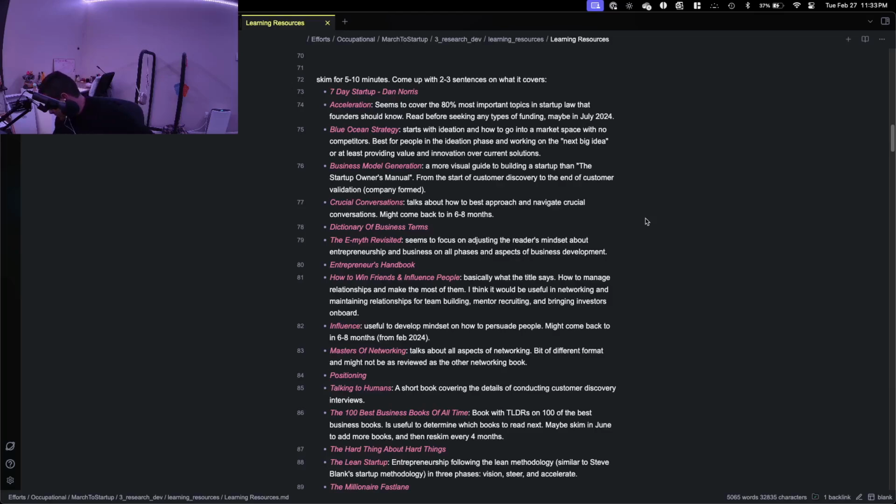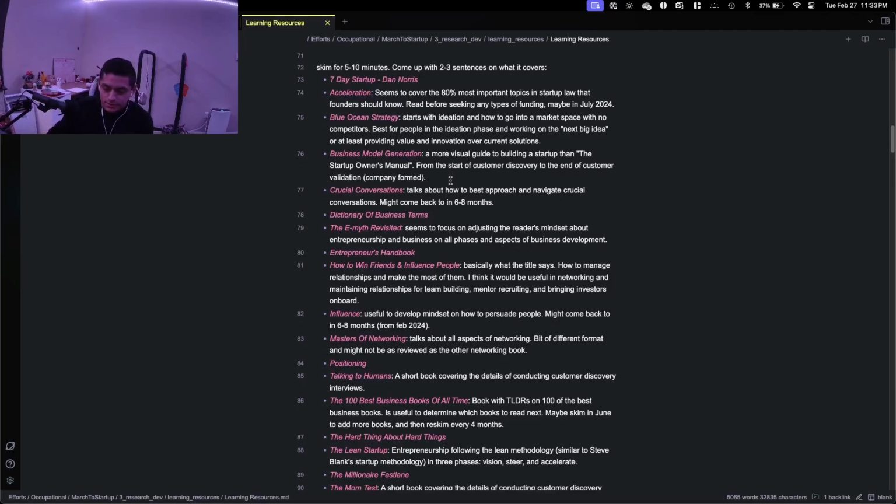Oh, my pile's growing too big. Books are falling over. So next book, HBR, Entrepreneur's Handbook. So this says it's a primer, and let's see what it covers.